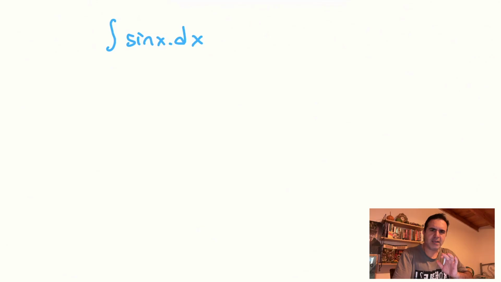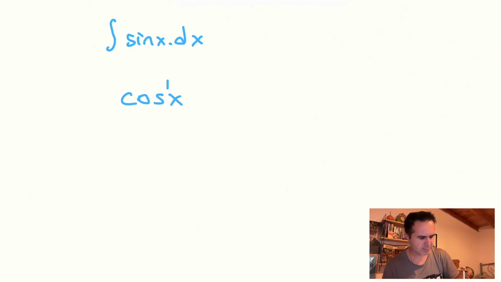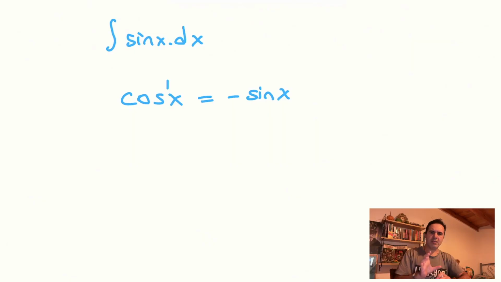First, we look at the nature of the sine function. We recall that the derivative of cosine x is equal to minus sine x. Think about it. To get sine x when we take the derivative, which function do we need?